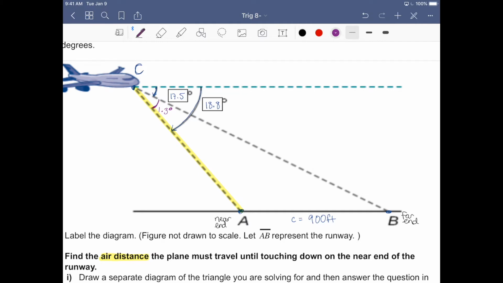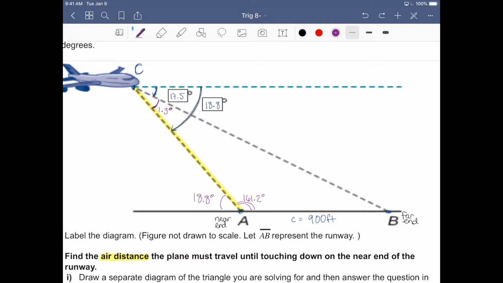So now if we focus only on this transversal line that's highlighted in yellow, then I'm going to use the alternate interior angle theorem to say that this angle must be 18.8 degrees. Now we can use supplementary angles to figure out this obtuse angle A. So I have the acute angle A, which is 18.8 degrees, but the obtuse angle A is going to be 180 minus 18.8. That will give me 161.2 degrees.